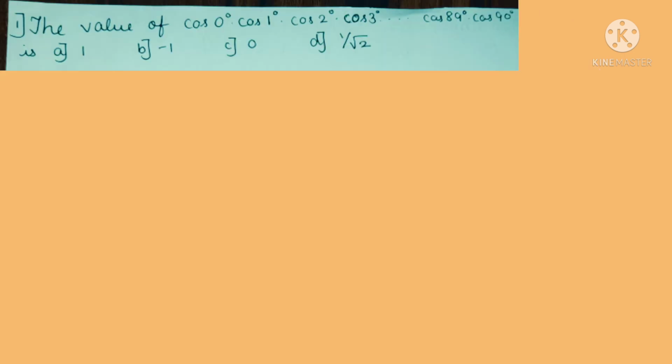So the first main question displayed is: we need to find the value of cos 0 times cos 1 times cos 2 times cos 3 degree till cos 90 degree. What will be the value of it? Here four options are given.